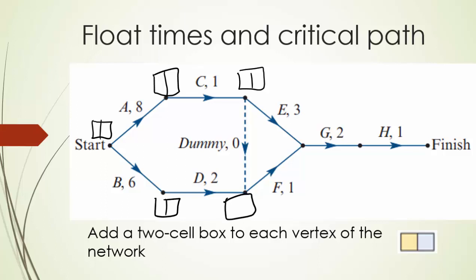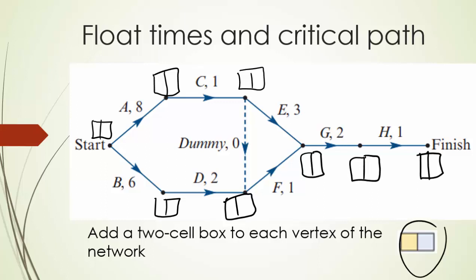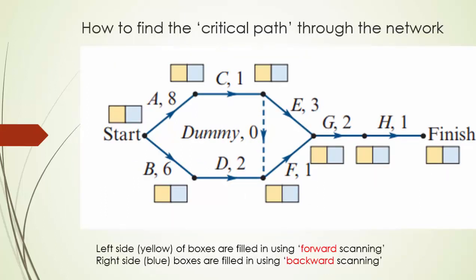So when you draw your networks, you need to make them big enough to do that. One for each vertex. Now, on the key down here, there's yellow on the left and blue on the right. We're going to do something called forward scanning now. That is a tidy version of what I've just shown you. We're going to do something called forward scanning, and then we're going to do something called backward scanning.